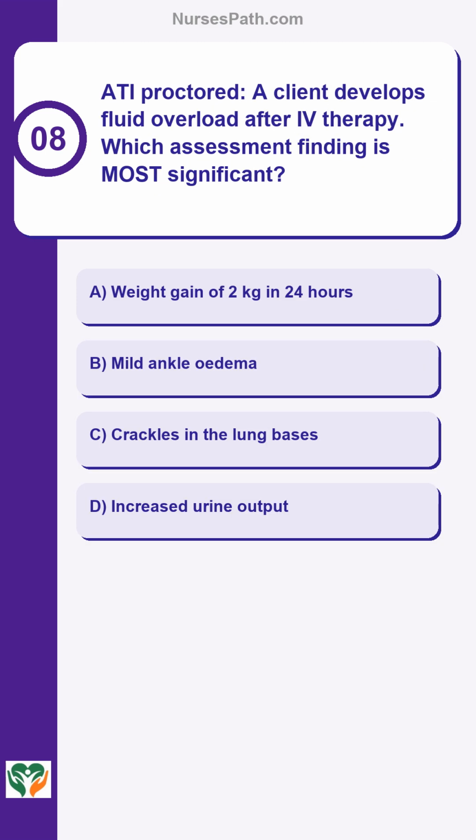Question 8. ATI proctored. A client develops fluid overload after IV therapy. Which assessment finding is most significant? Weight gain of 2 kilograms in 24 hours. Mild ankle edema. Crackles in the lung bases. Increased urine output.